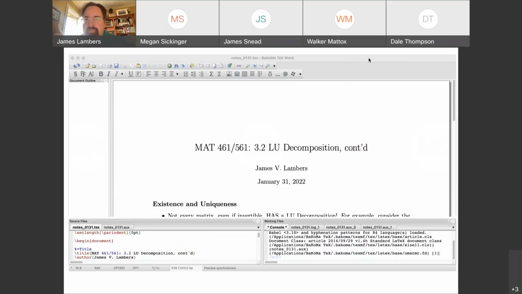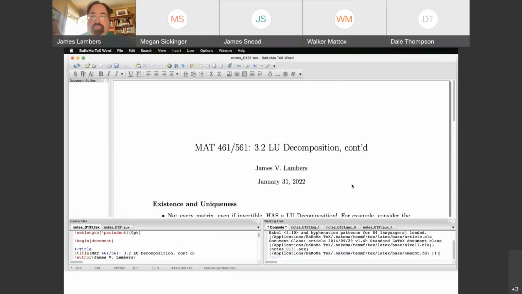Good to know. All right. So we have this week to get through this section, LU decomposition. I'll see how far I get through these notes today, until we run out of time or I just run out of energy. Whichever comes first.